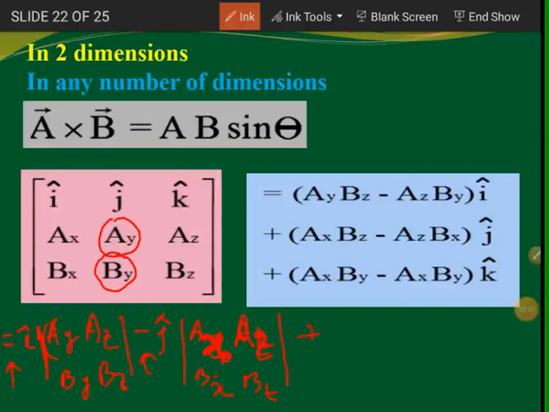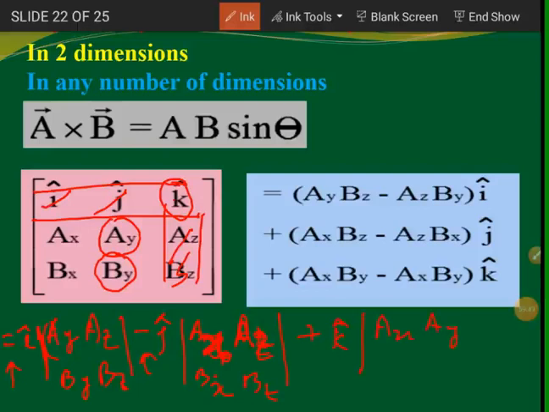And next, see, plus here, minus, then it will come plus here. So plus what? Next is for k. You need to remove this column and the row containing this k cap. That means you need to remove these two. So it will be k times of what? What remains is AX, AY, and BX, BY, like this.